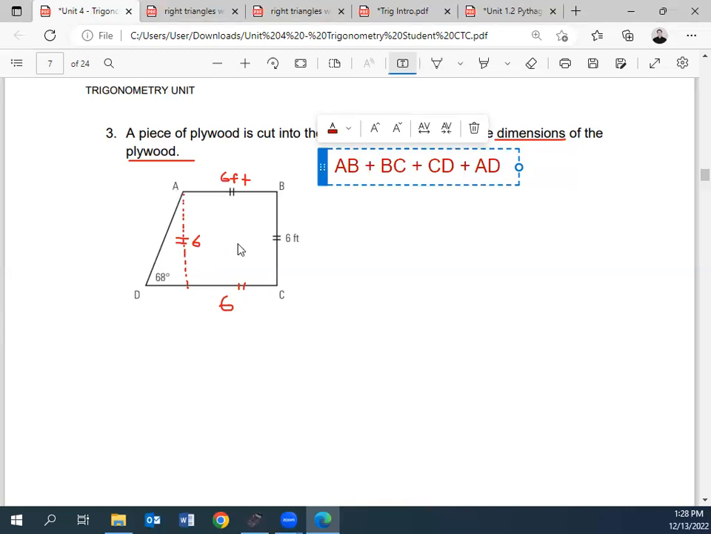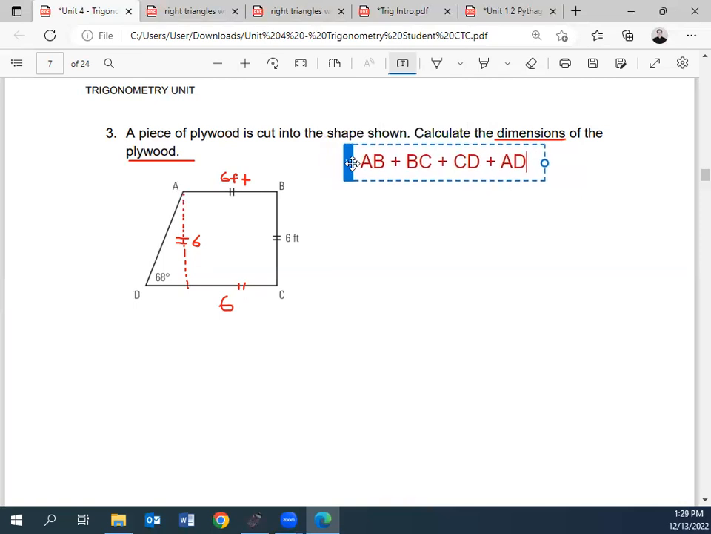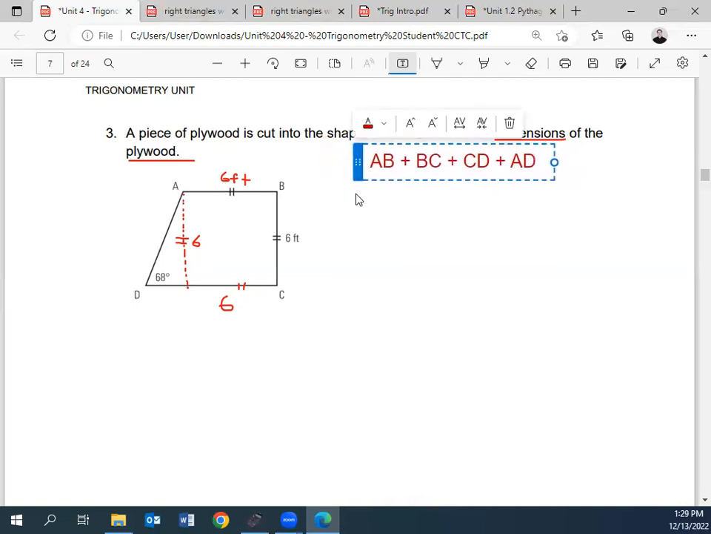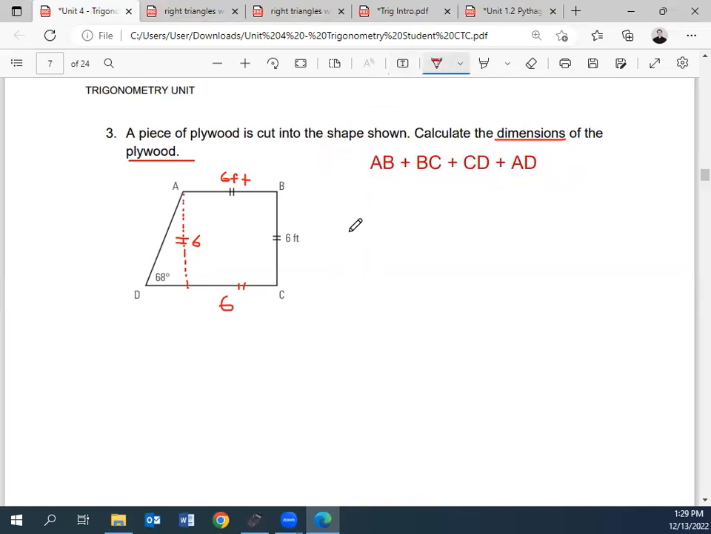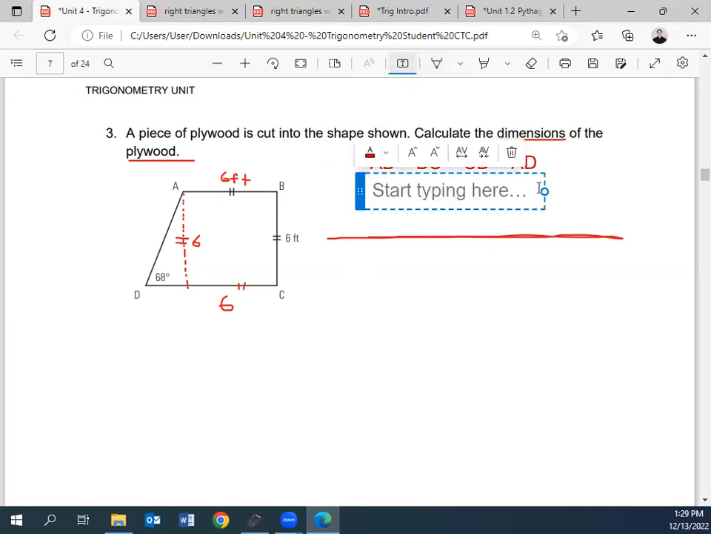Okay. I'm going to want you to leave a couple lines after this. So don't draw this line, but leave some space. We're gonna fill this in later, okay? So first off, let's put what I know. Do I know how big AB is? How long is it? 6 feet.